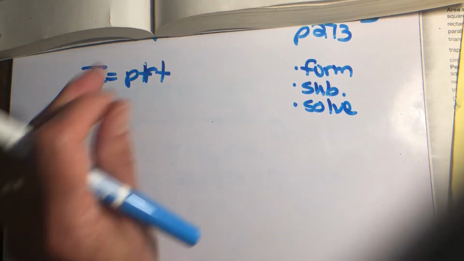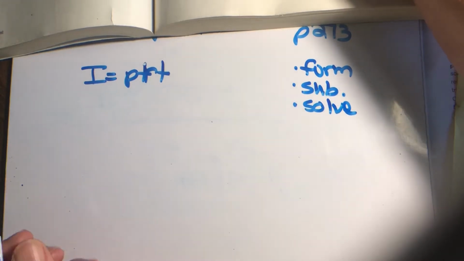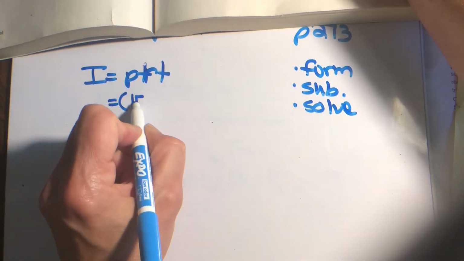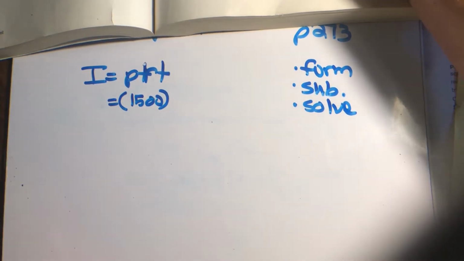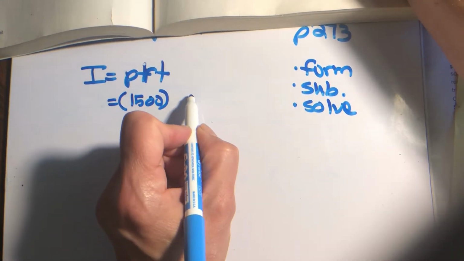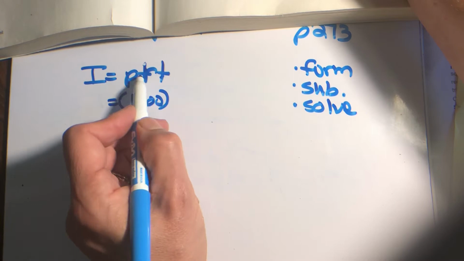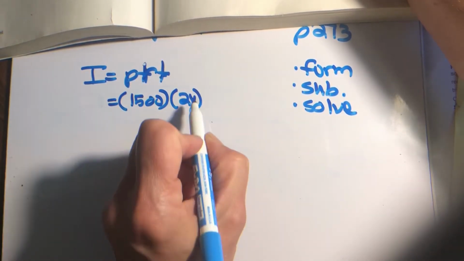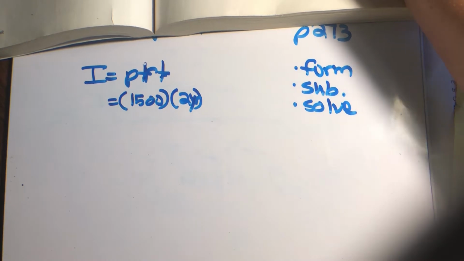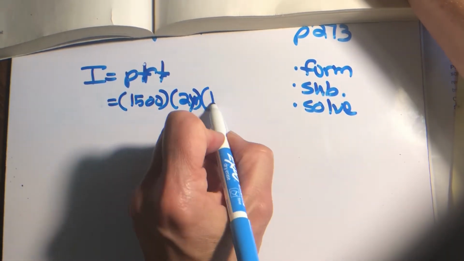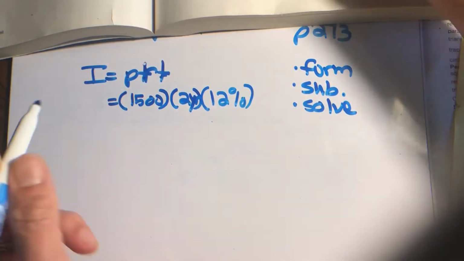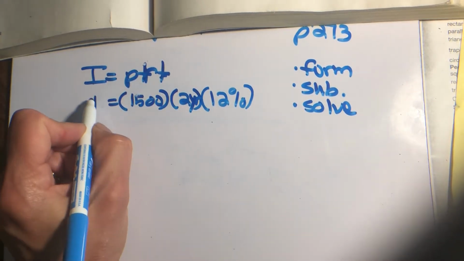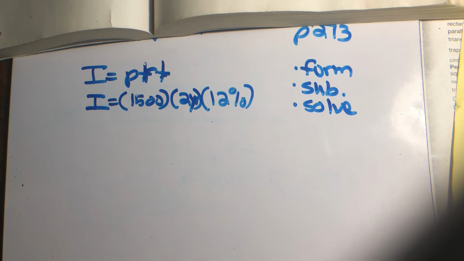So I equals PRT. She borrows $1,500, so that's going to be my principal, $1,500. For 2 years, that's going to be my time. And really, it doesn't matter the order that you put your stuff here. I'm just going to put it right there. It's got to be in years. At 12%, because remember in multiplication, the order that you multiply things doesn't matter. Now, it matters in division and subtraction.